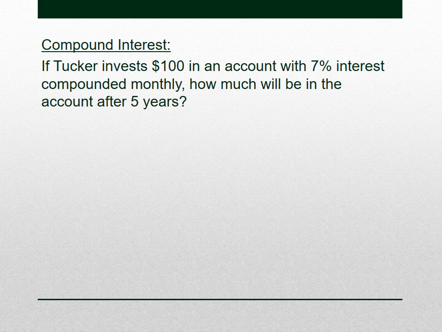Okay, let's look at an example of that. So if Tucker invests $100 in an account with 7% interest compounded monthly, we want to know how much will be in the account after 5 years.